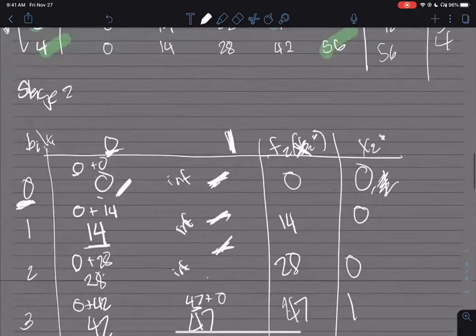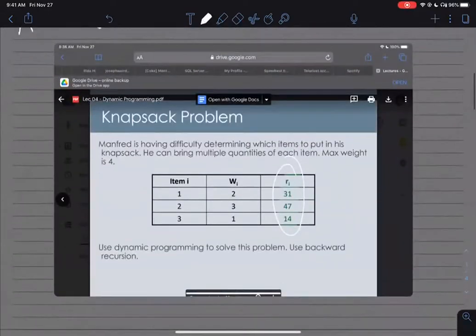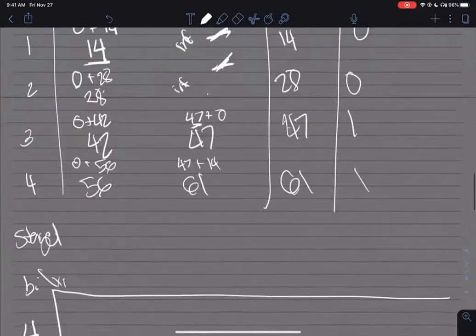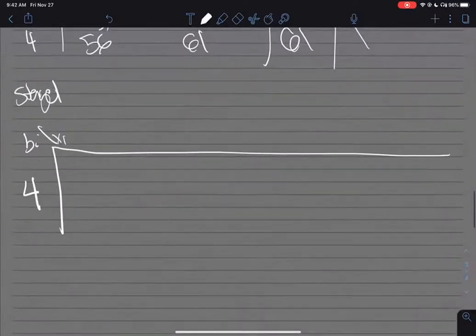Alternatives for stage 1, the weight of stage 1 is 2. So what are our possible alternatives? Yasmin? 0, 1, 2. Okay. Aaron, I go back to you. Aaron? Yes, sir. Can you fill up the table, please?